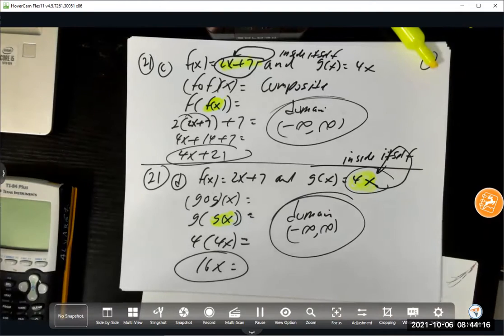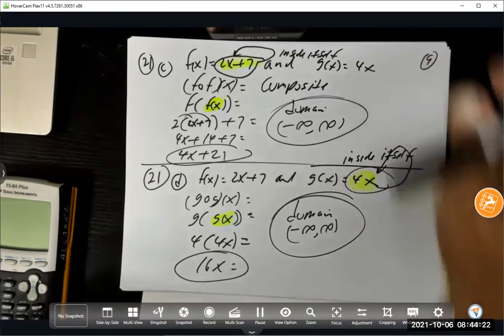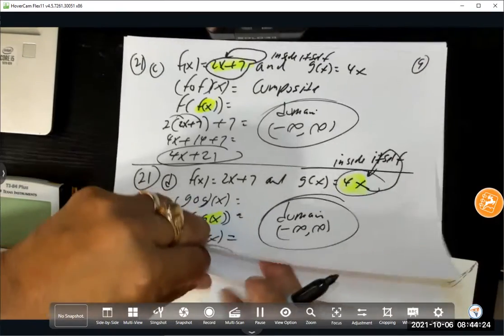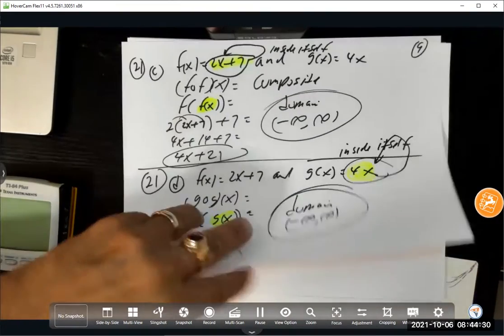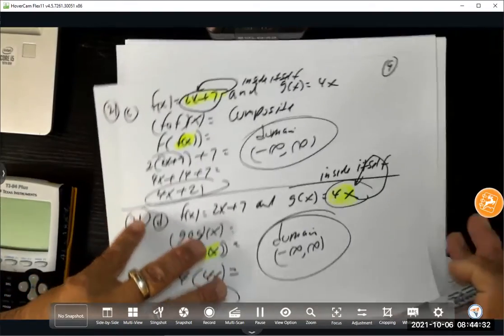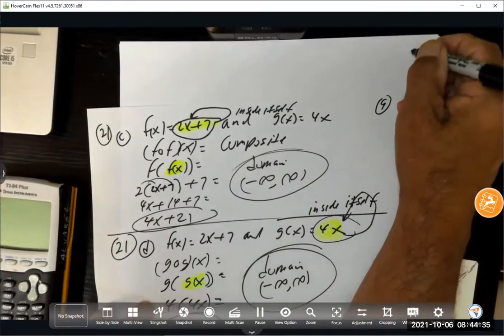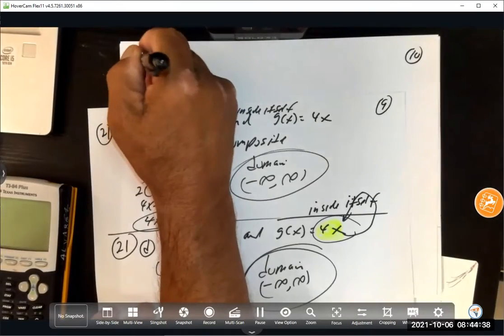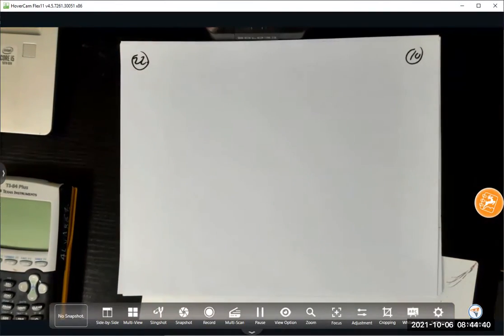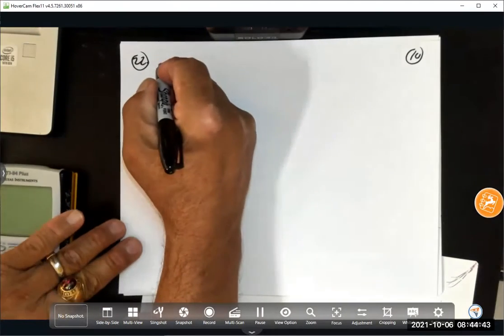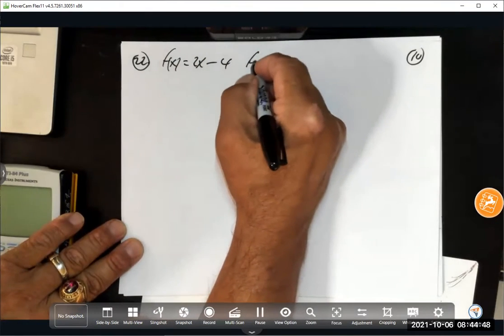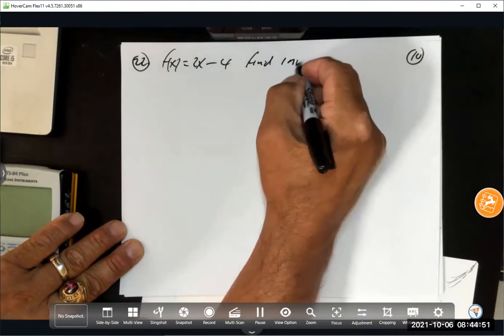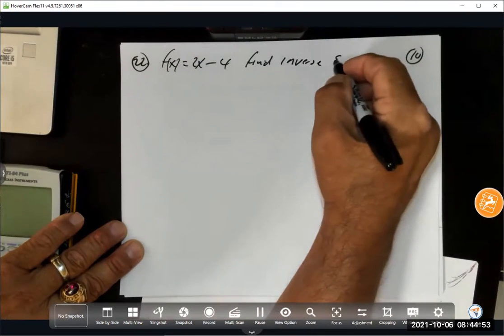Yes. Okay, so let me go number 22 now. Ready? 22. Let's go next page. All right, 22. Okay, here we go. All right, this one says f of x is 2x minus 4. It says find the inverse and graph.